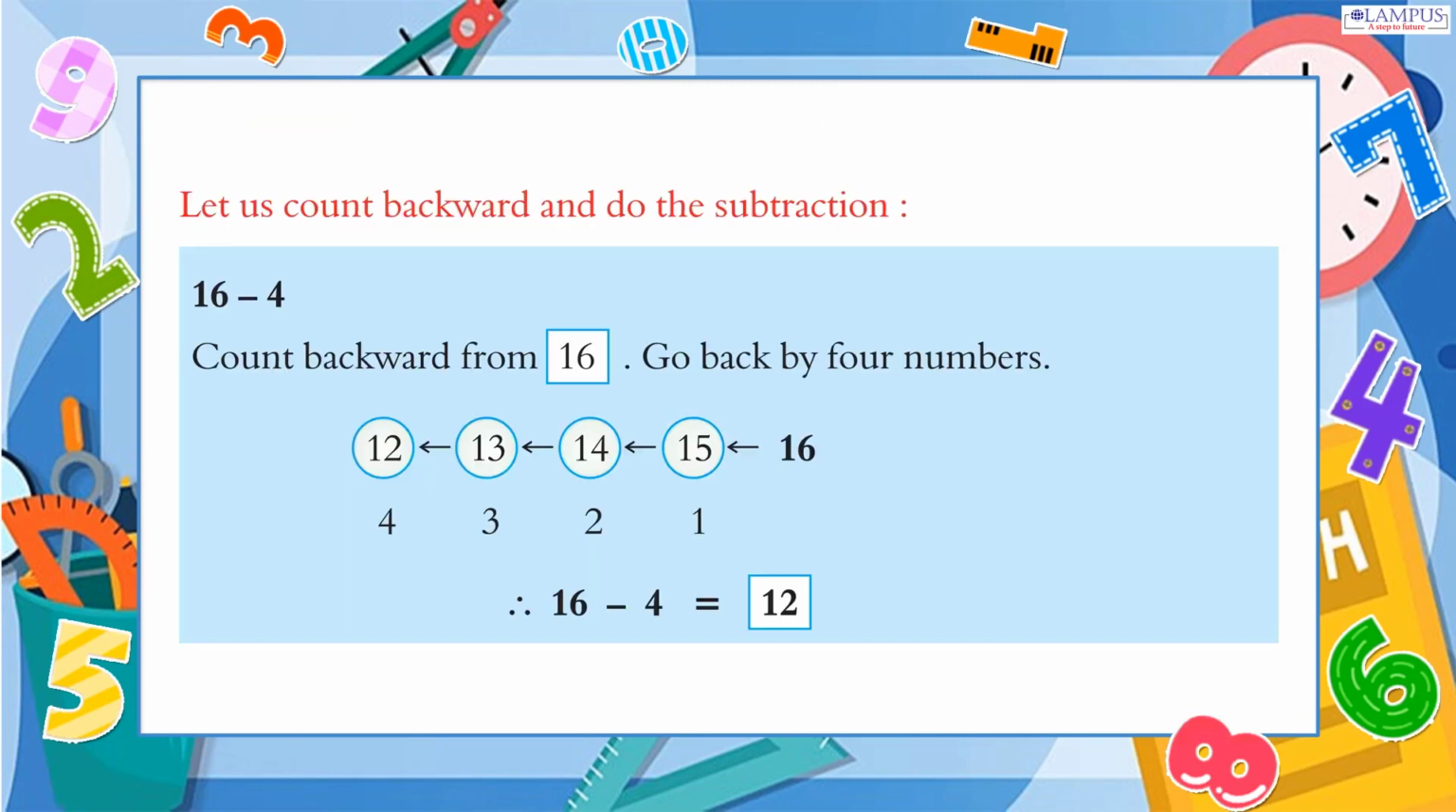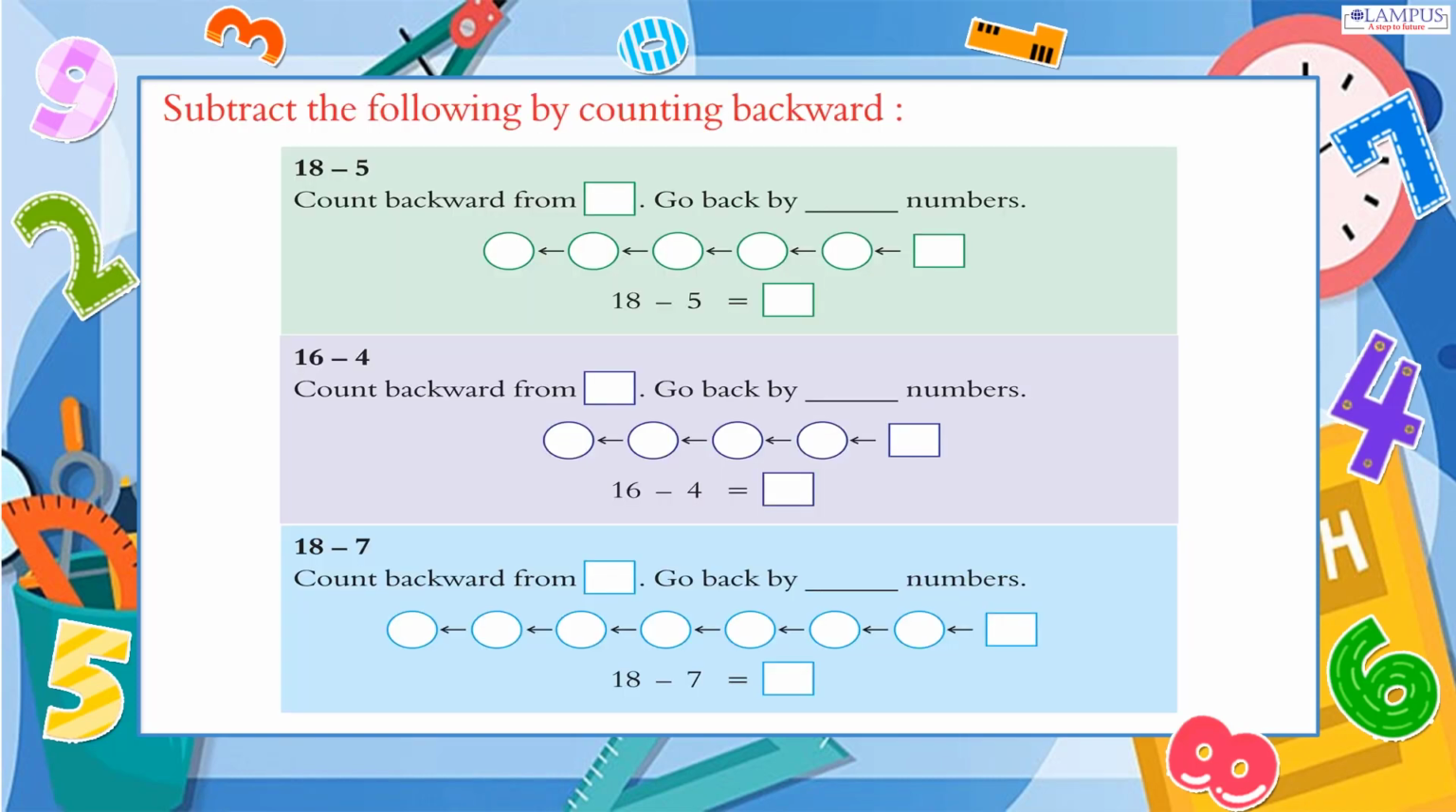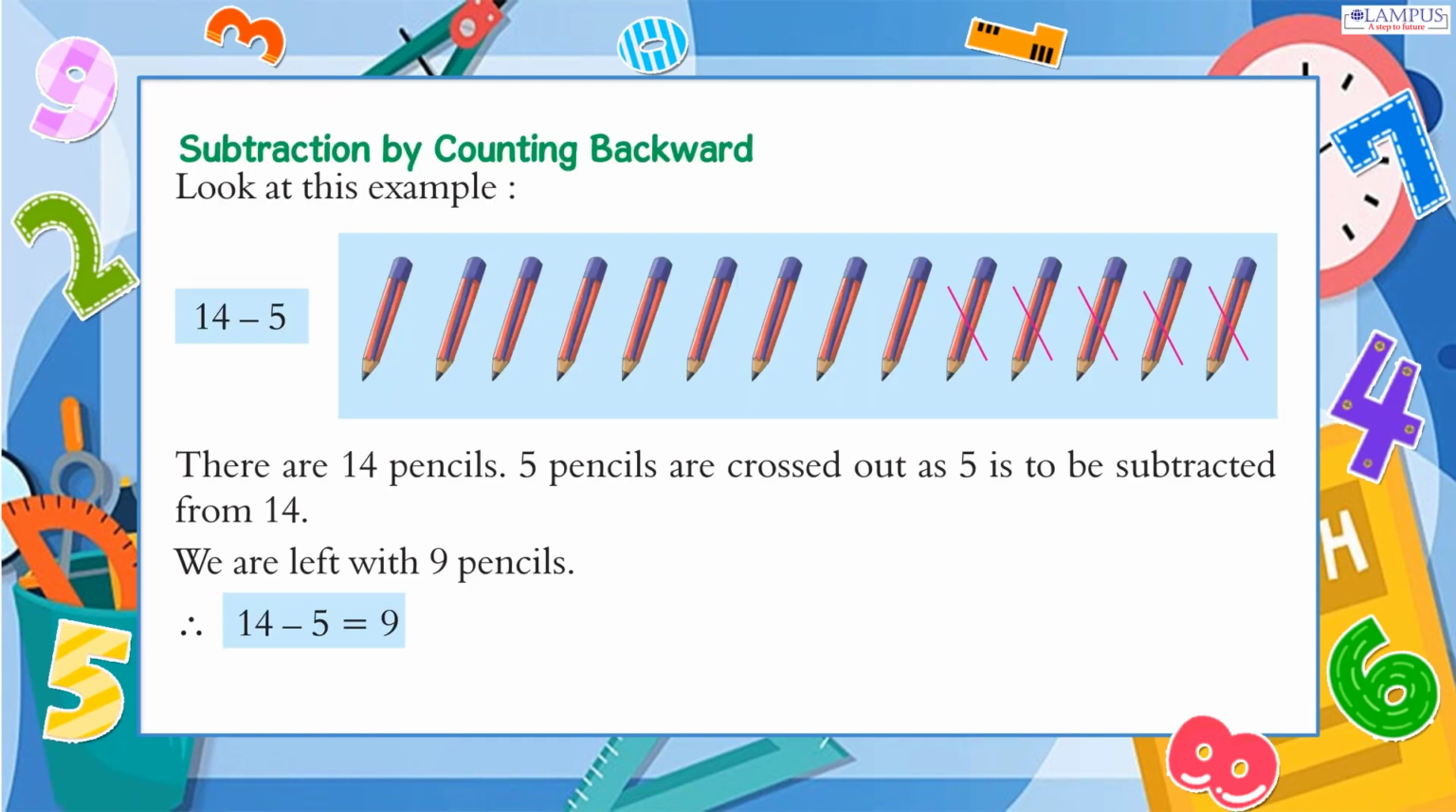Subtraction by counting backward. Let us count backward and do the subtraction. 16 minus 4. Count backward from 16, go back by 4 numbers. 16 minus 4 equals 12. 20 minus 7. Count backward from 20. Go back by 7 numbers. 20 minus 7 equals 13. Subtract the following by counting backward.